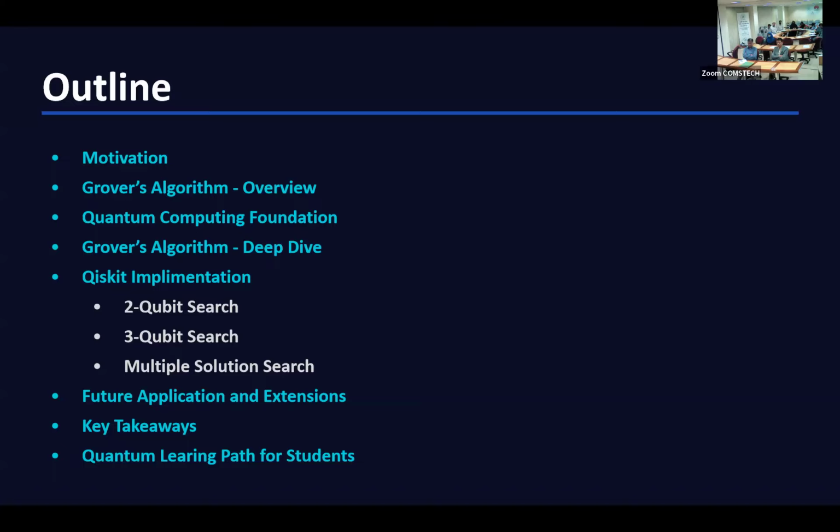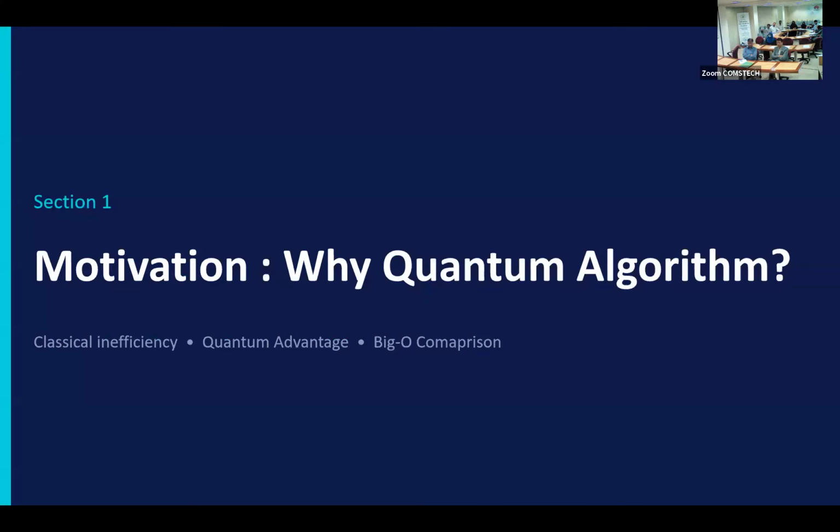and multi-solution search. And after doing all that and understanding how Grover's algorithm works, we're going to see its future applications and extensions. And in the end, I would like to conclude my presentation, but there is also a catch: I would like to explain the quantum learning path for the students who want to develop their skills around quantum computing. So if you want to know about that, stay connected till the last.